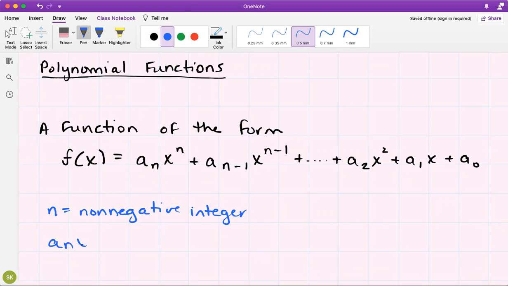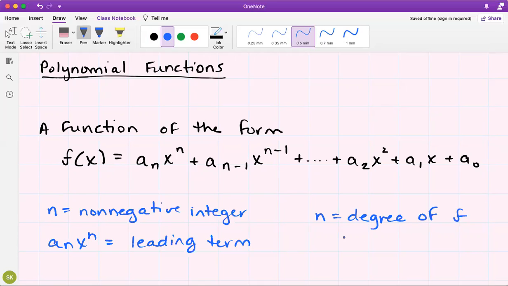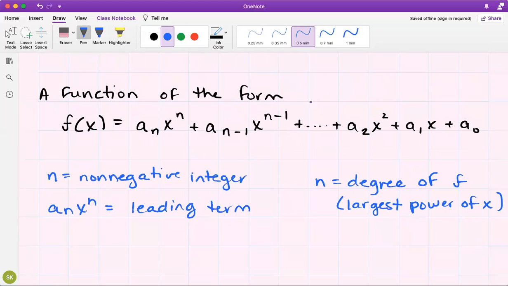This a sub n x to the power n is called your leading term. Also, this number n, whatever you choose for n, is called the degree of the function. And it's the largest power of x. And this a sub 0 is what we call the constant term.